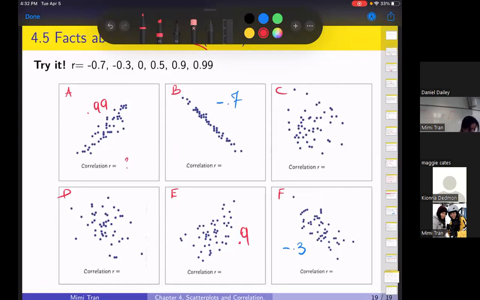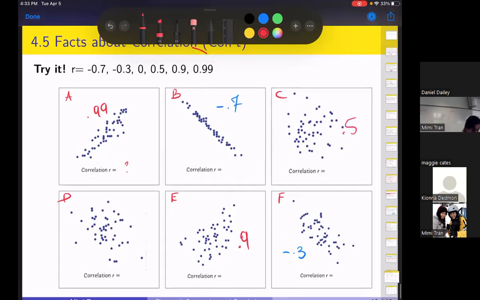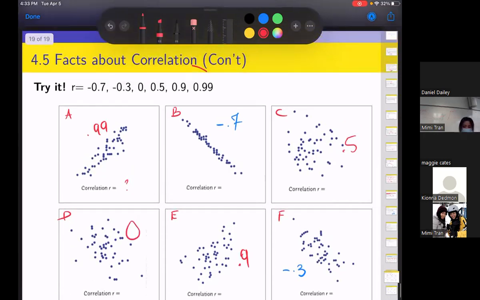And then C and D, you gotta choose. Oh my God, it's so difficult. No, they're different. Oh, they're the same. No, they're different, right? Yeah, C is more positive because the points are more tightly close together. So C is more positive, 0.5. And then I don't see any shape there. It's just kind of a little ball to me. So 0.